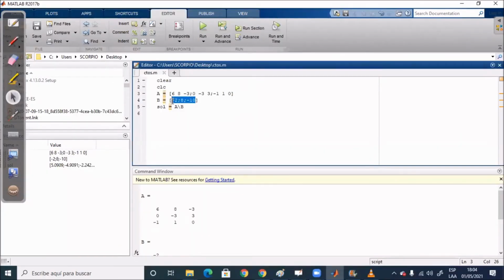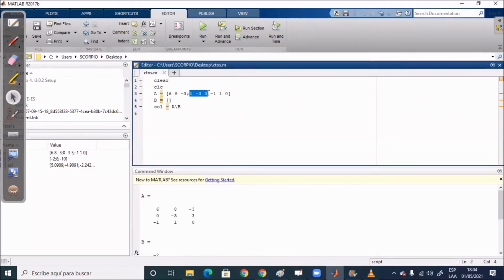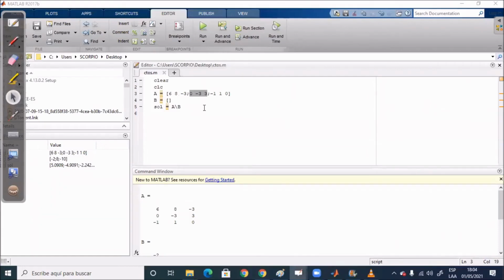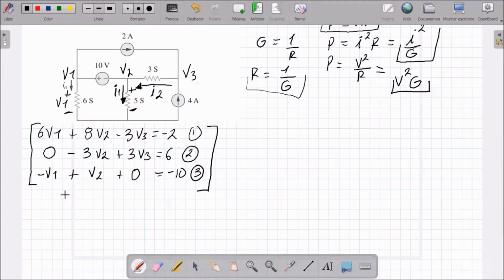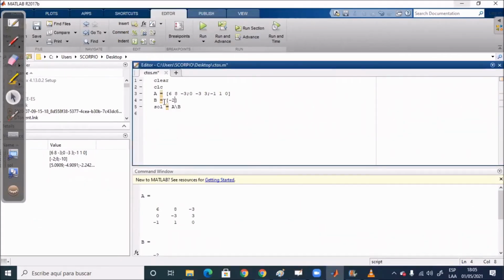Here I'm going to delete this. Here I already had it, 6, 8, minus 3. The next one would be 0, minus 3, 3, and the other one would be minus 1, 1 and 0. For matrix B it would be minus 2, 6, semicolon, and minus 10.